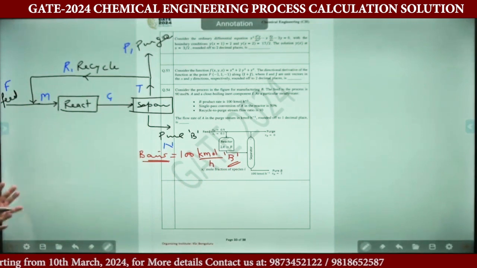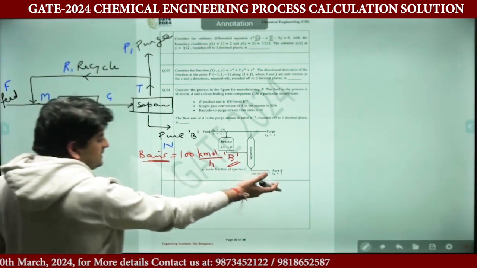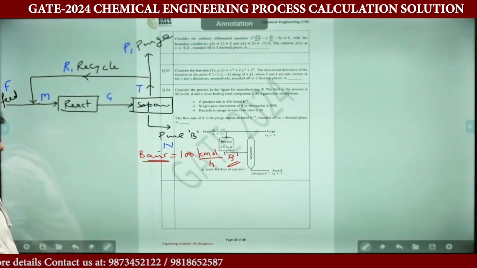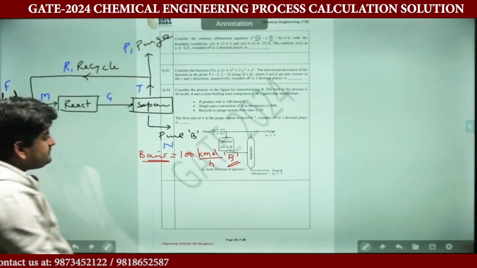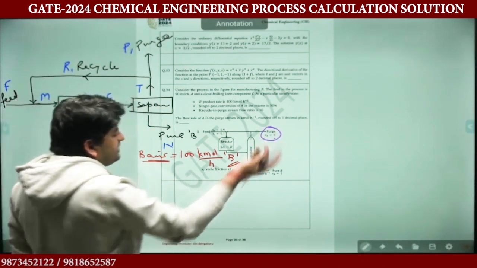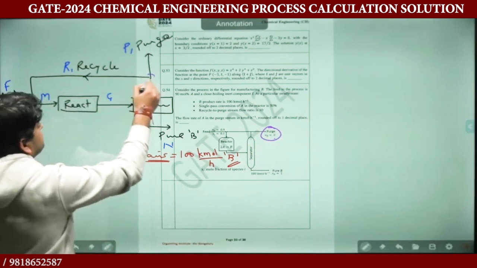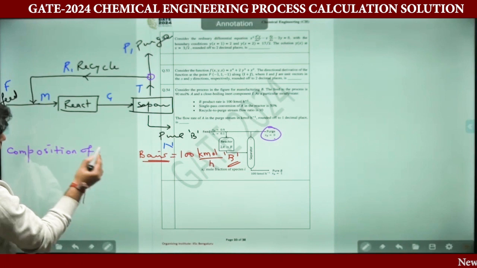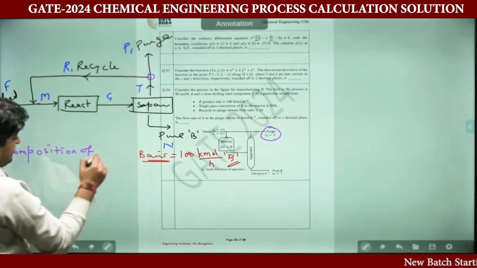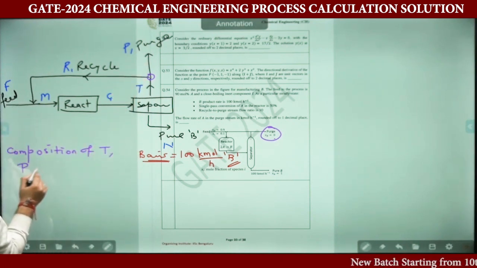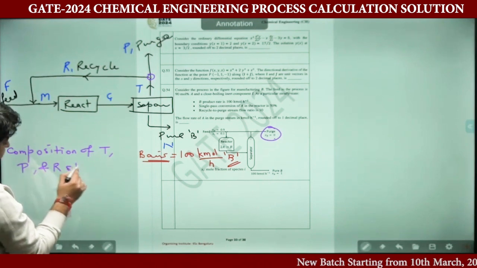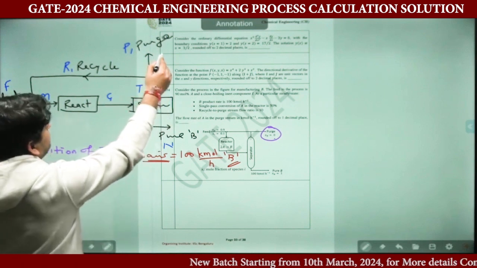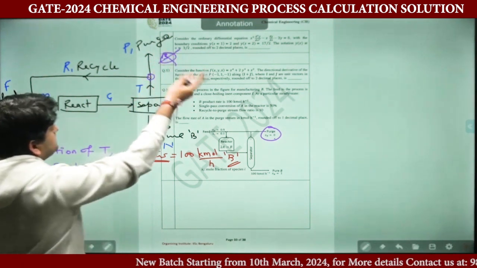If you look at this diagram, or the simplified version, both are the same. You will realize one thing: in the purge stream there is no B. And here we are just doing the splitting. So it is obvious that the composition of all these 3 streams will be the same. That is, the T stream, P stream and R stream will be the same. So it means there is no B involved. B is not there in any of these.